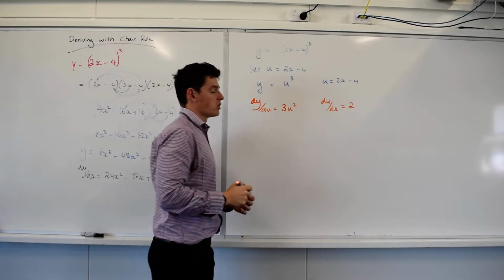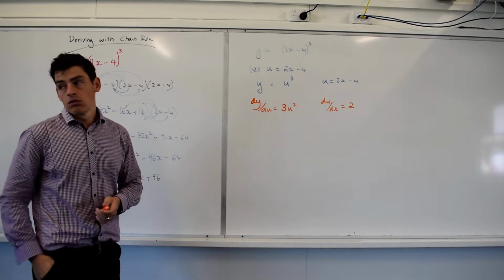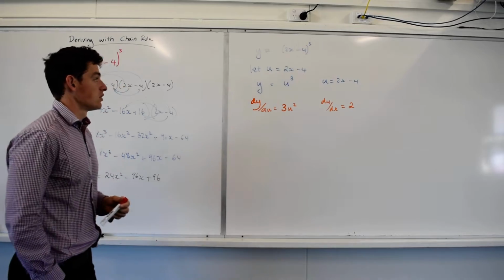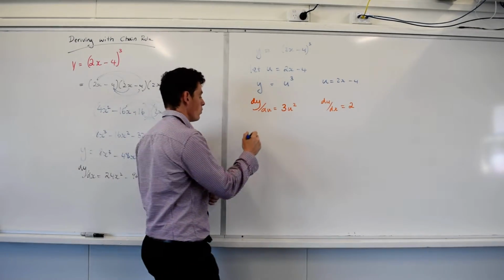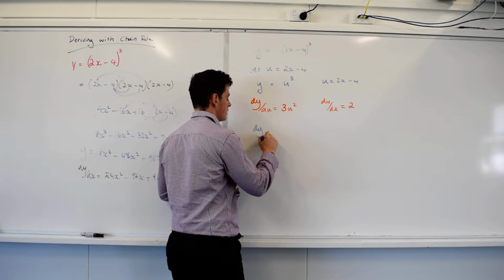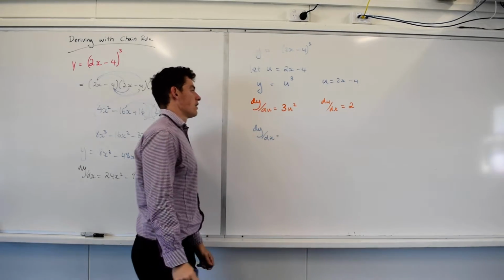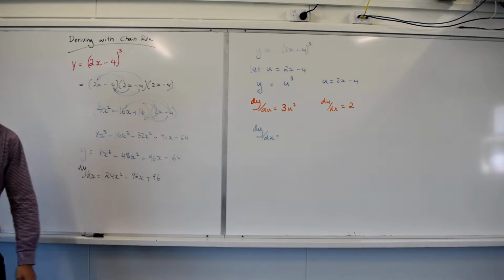Now what do we want? What's the whole goal? What have I asked us to do in this question? Derive it, which is, we want dy/dx. So how does dy/du and du/dx help us get that?